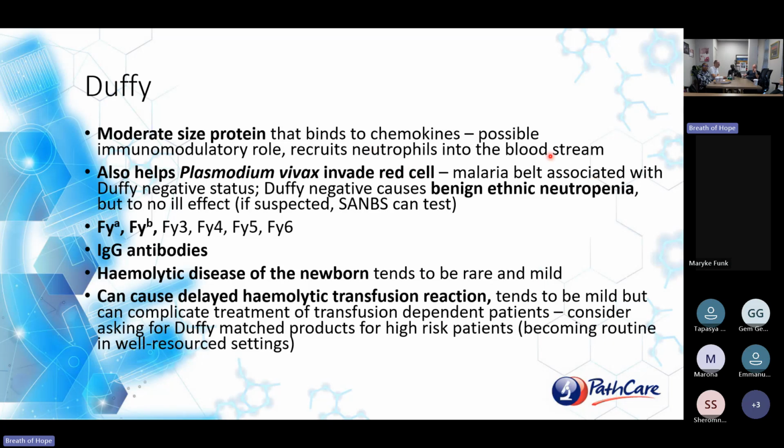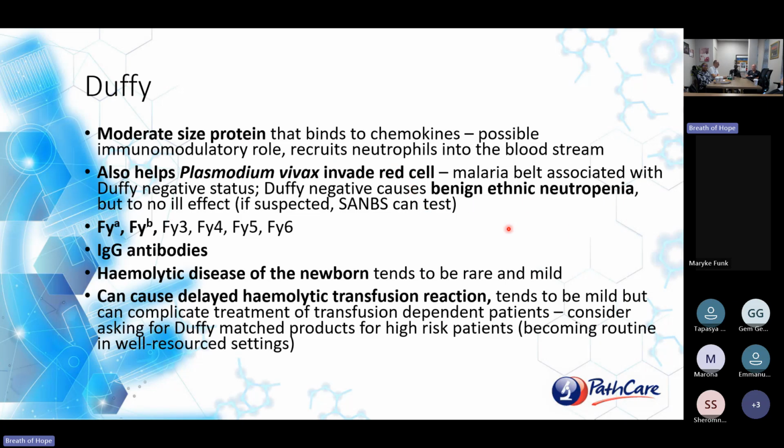Remember, Duffy recruits neutrophils into the bloodstream. If you don't have Duffy, you don't have as high a circulating number of neutrophils. That's not to say they have a true neutropenia. Actually, these neutrophils in Duffy negative patients have been marginated. They're rolling along the blood vessel wall, or they're in the tissue. So when you take a blood sample from the middle of the blood vessel, you're missing all those neutrophils that would normally have been recruited into the bloodstream because of Duffy.